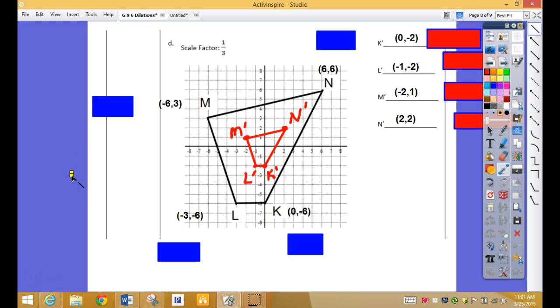So, questions on that? Your homework is pages 7, 8, and 9 in the packet on dilation, pages 7, 8, and 9.